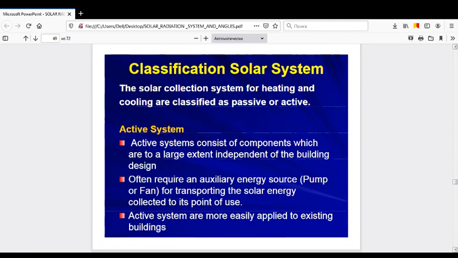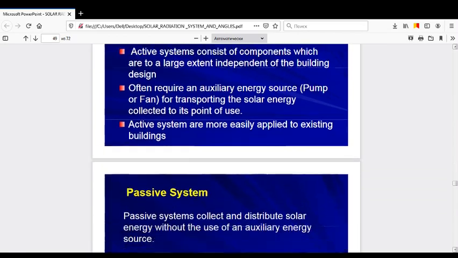Now, classification of the solar system. The solar collection systems for heating and cooling are classified as passive or active. Active systems consist of components which are to a large extent independent of the building design, and often require an auxiliary energy source, pump or fan, for transporting the solar energy collected to its points of use. Active systems are more easily applied to existing buildings.